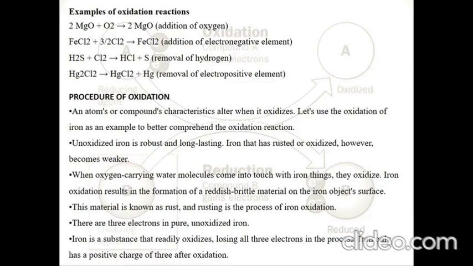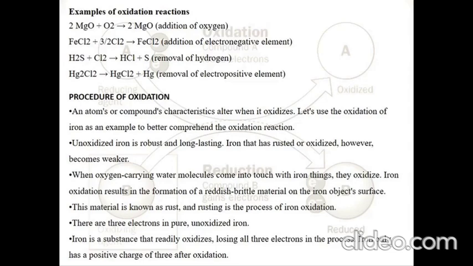Ferric chloride, hydrogen sulfide, and mercury chloride can be explained under detailed examples. Now, what is exactly the procedure of oxidation? An atom's or compound's characteristics alter when it is oxidized. Let us use the oxidation of iron as an example to better comprehend the oxidation reaction.